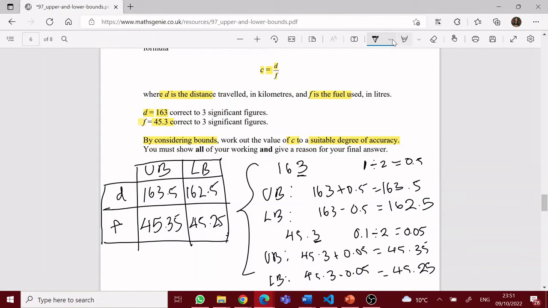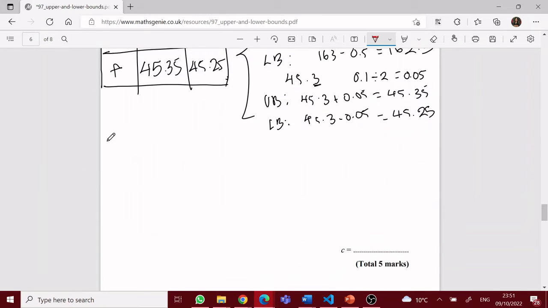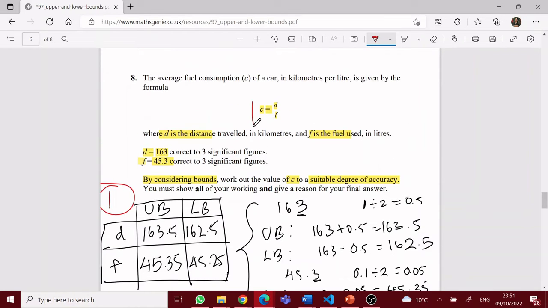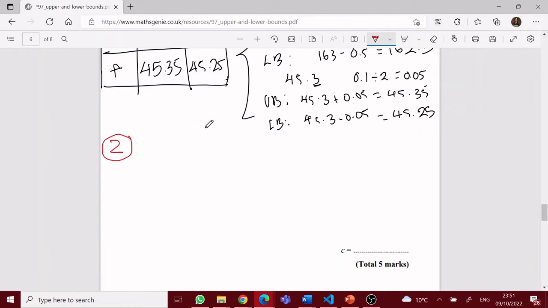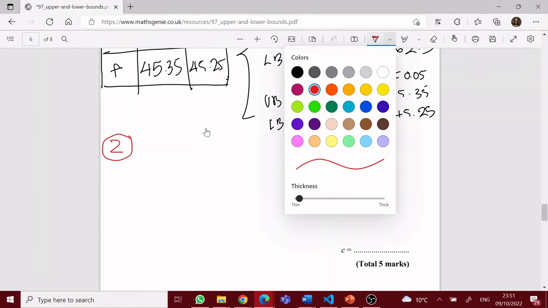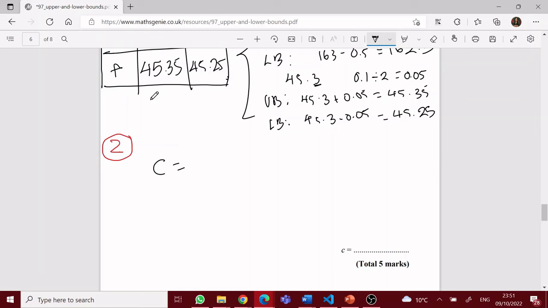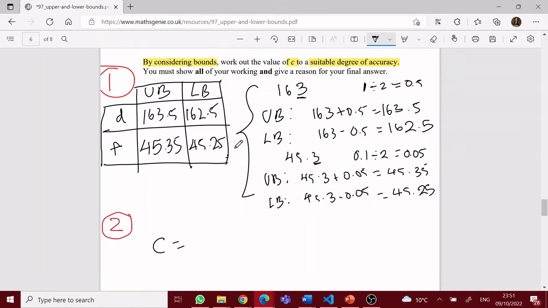Carrying on from here, once you have the upper and lower bounds written down, let's move along to the next step. I'll highlight this as step number 1. Now step number 2 is to identify how you have to use this equation. The general equation is C is equal to D over F.